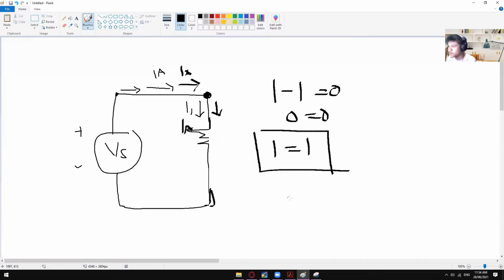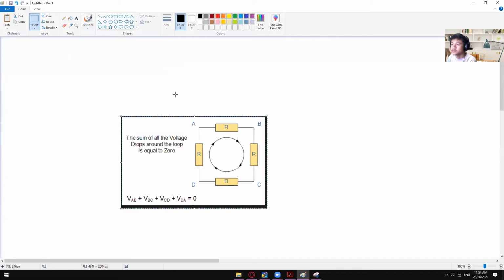let me just get this one. If we have, let's make this a voltage source, say 3 volts as our voltage source, and then we have 1 amp. We have 1 ohm here, and then 1 ohm, and then 1 ohm. If you add those, you'll get a total current of 1 ampere.